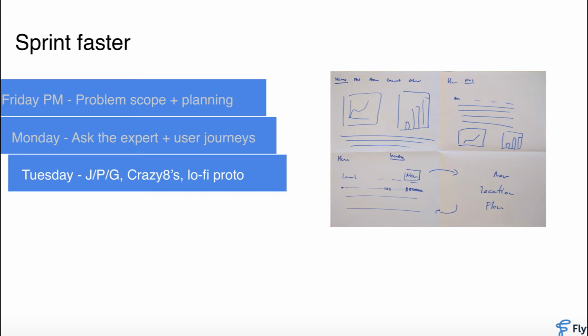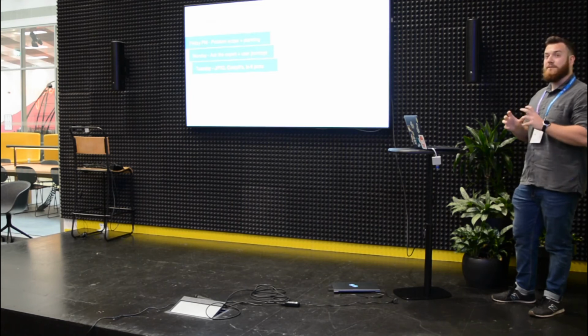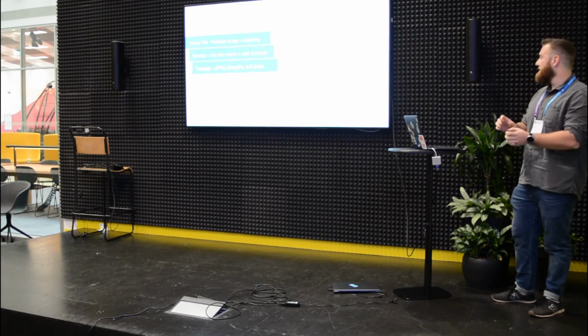Tuesday we move on to jobs, pains, gains, crazy eights, and a lo-fi prototype. Jobs, pains, and gains, the J is jobs to be done, so we still use jobs to be done, which I really think is very, very valuable. This method of jobs, pains, and gains, I think, is a really great way of clarifying your thinking around what you're about to embark on.